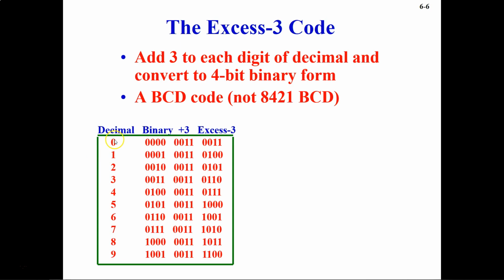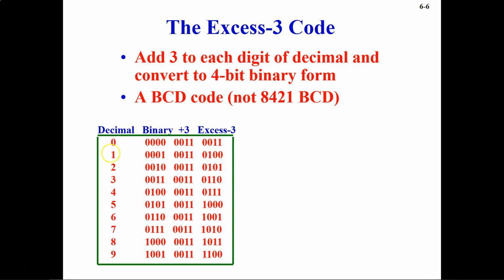We see that we have the decimal here. All the decimals from 0 to 9 are mentioned here. And this is the binary conversion of each decimal number. And to find the excess-3 code, what we have to do is add 3 to each digit of the decimal number. So if you add 3 to 0, that will make up your 3, and if you convert that 3 into binary, that will be your excess-3 code. So this 0011 basically represents your 0 in excess-3 code.